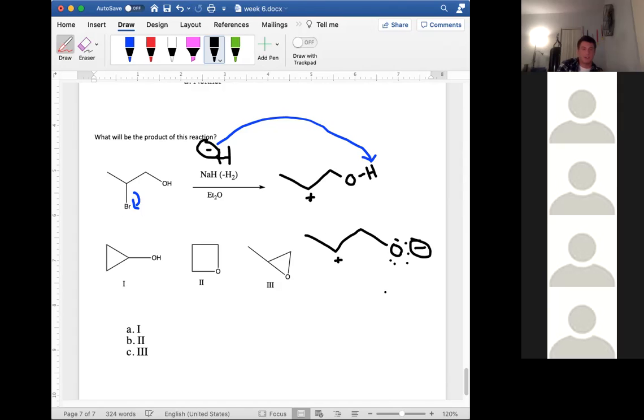So now it's going to react on itself. So you have your carbocation, and this acts as your nucleophile. What's it going to do? Just as if it was something separate. That's where that ring comes from. That is why 3 is our answer. Does that make sense?